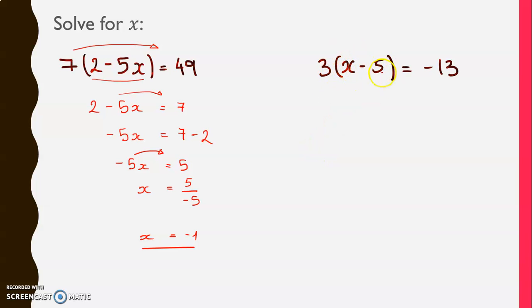Finally, 3x minus 5 equals minus 13. Okay, in this case, you see, minus 13 divide 3, it's not possible. So what I would do here is I would just expand the bracket. 3x minus 15 equals minus 13. Move the minus 15 to the other side. So 3x equals minus 13 plus 15, which is 2, so x equals 2 over 3.